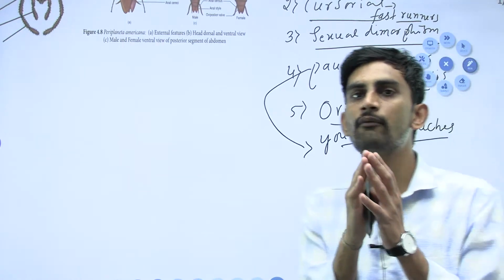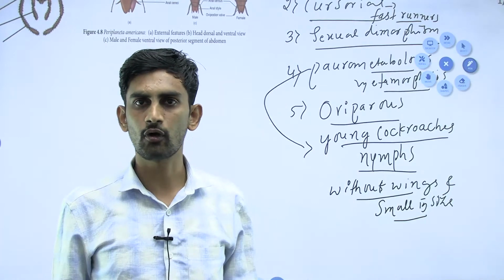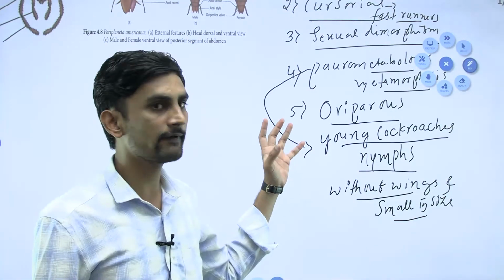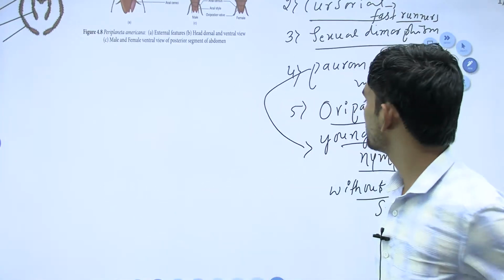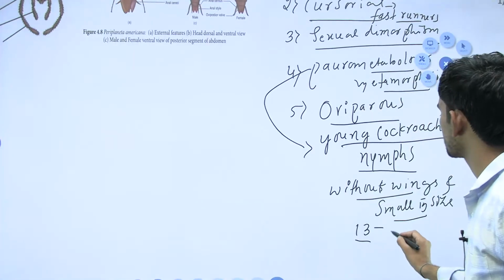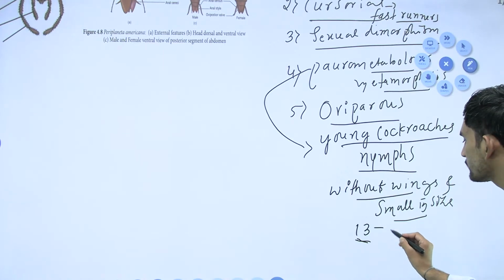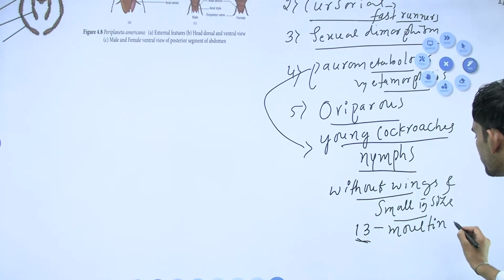So they look very small. Devoid of wings, devoid in the sense of absent, so the absence of wings is what we find in young cockroaches. We call them nymphs. And these nymphs undergo 13 molts. You have to concentrate on this number, and I'll tell you one more time. This process of 13 times we call molting.